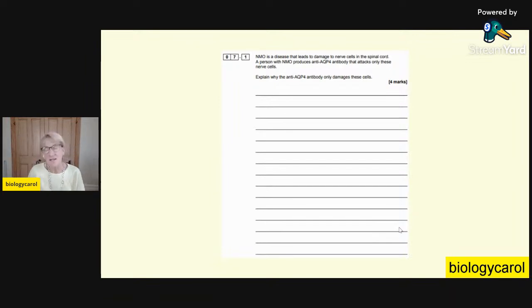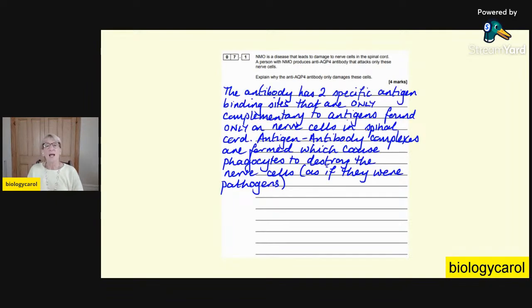We are talking about the specificity of antibodies and why they are specific. So hopefully you will know that an antibody has specific antigen binding sites. It's the Y-shaped molecule. Here we go, antigen binding sites. And that they are complementary only to antigens found only on the nerve cells in the spinal cord. Notice how many onlys and specifics you need. But I wanted to put in that they were complementary.